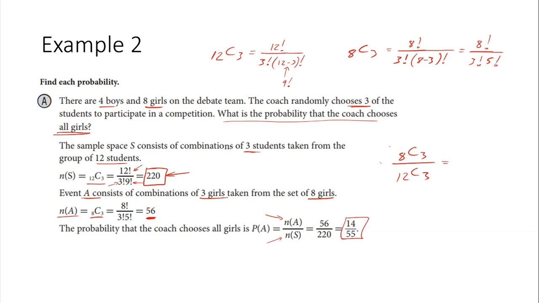So please note this idea. That's choosing 3 girls, right? And there's 8 girls total, but you're only picking 3. And then this is the entire sample set, so total students. And again, the coach is still just picking 3.